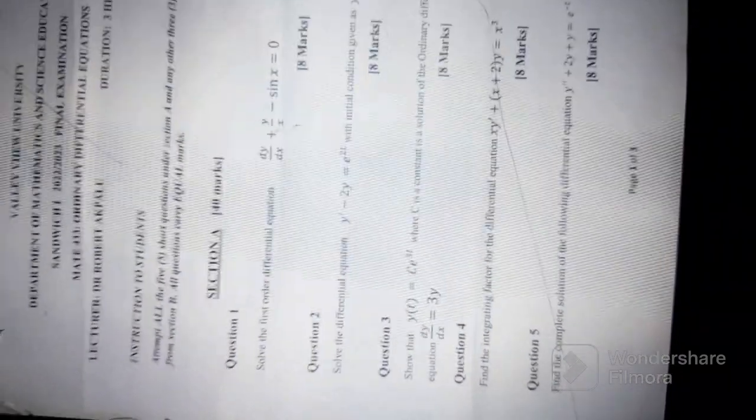In section A, there are five questions, and students are supposed to answer all five questions for 40 marks. In section B, students are supposed to answer only three questions out of a possible five, which fetches 60 marks. So in this video, we are going to find the solution to section A, and I urge you to check out my videos on finding solutions to section B. So come along as we find the solution to section A.